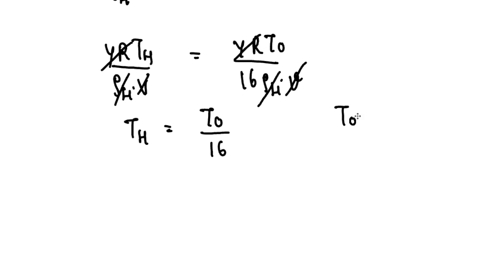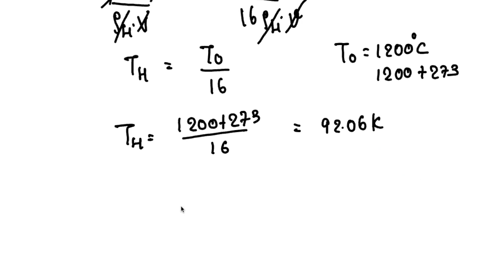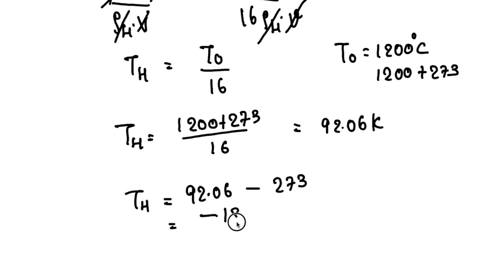But the temperature of oxygen is given to you, that is 1200 degree centigrade. We need to convert it into Kelvin. It's plus 273. And we need to find out TH. So TH equals (1200 plus 273) upon 16, that is equal to 92.06 Kelvin. Now again converting this into Celsius, we subtract 273. TH is equal to minus 180.9 degree centigrade.